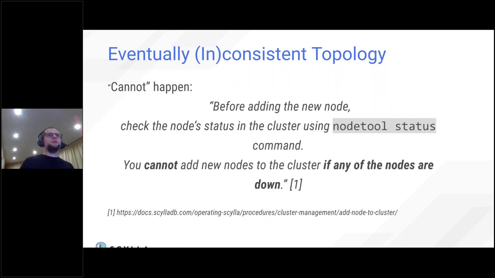But moreover, this scenario shouldn't happen. You cannot bootstrap a new node if there is a node down in the cluster. This is something that's strictly documented in the Scylla manual, so you just are not supposed to do it. But it's also racy. You can start by checking the status and then proceed to bootstrapping, and in the middle of bootstrap, the node can go down. This is unlikely, but it's still possible.